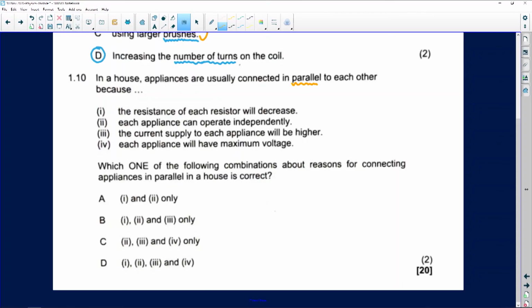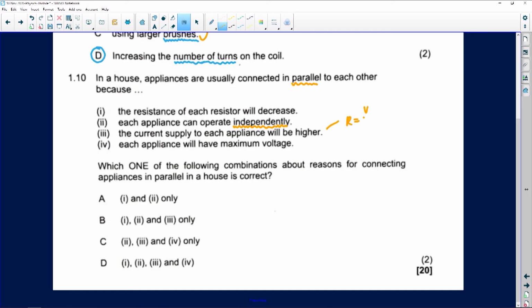Now let's see what can we rule out and what can we keep. The resistance of each resistor will decrease. Each appliance can operate independently. This is very true. What we just said, if you switch the one on, it doesn't affect the other one. The current supply to each appliance is higher. How do I know this?